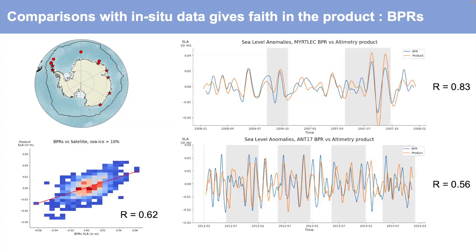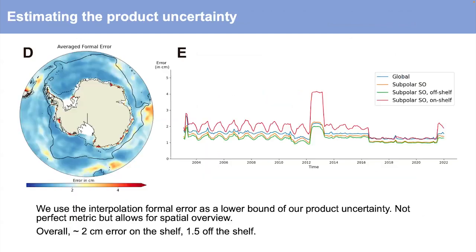And we did the same with bottom pressure recorders, which are the points circled here. Once again, I couldn't find any in the Amundsen Bellingshausen. And once again, we compare them with our altimetry product. And overall, they match relatively well. It's never perfect, but we're satisfied with it.